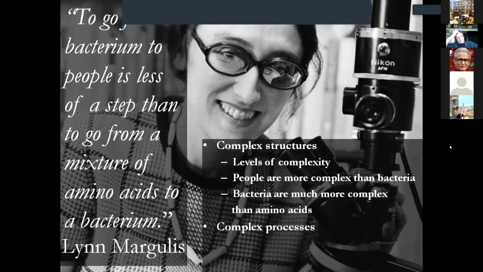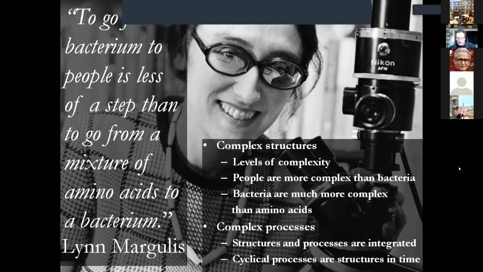There's also complex processes, but to get from amino acids to a bacterium or from a bacterium to people, you have to go through complex processes. And these complex structures and complex processes are integrated with each other, because complex structures often result in complex processes, and complex processes can produce complex structures. So they go back and forth with each other. And there's a lot of cyclical processes that we can think of as structures in time that have come up repeatedly throughout the presentations of this conference.